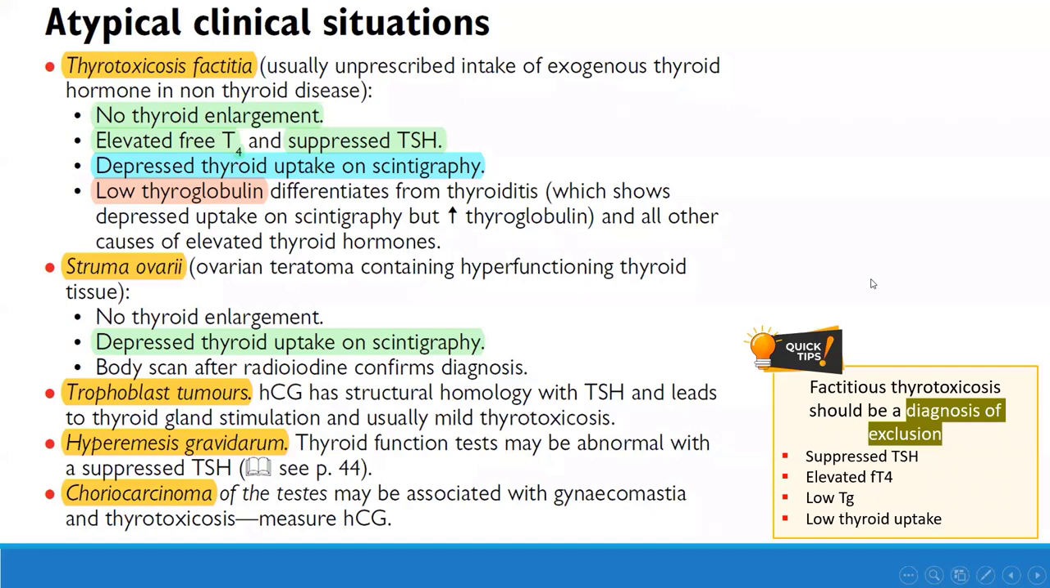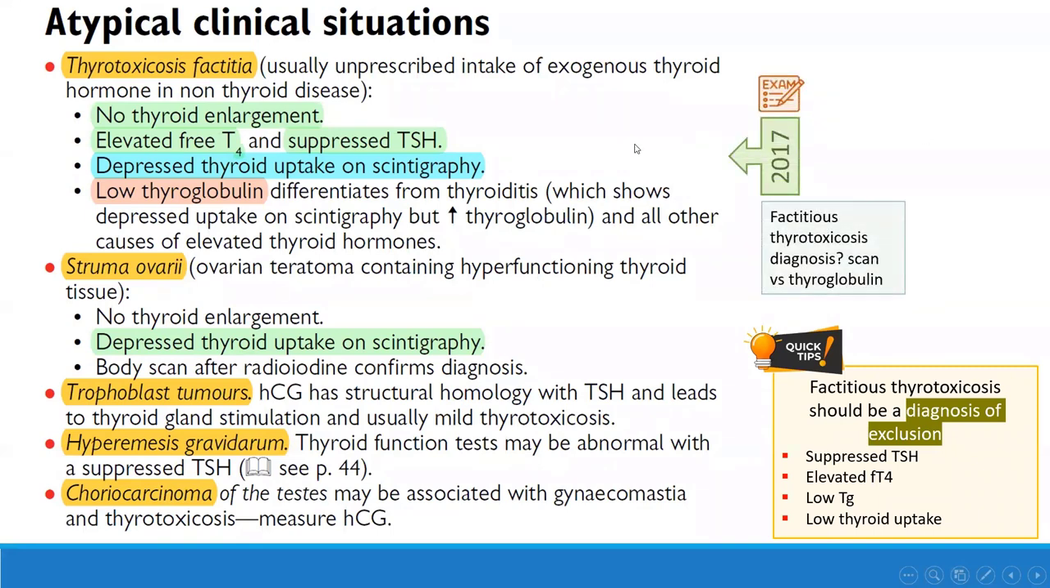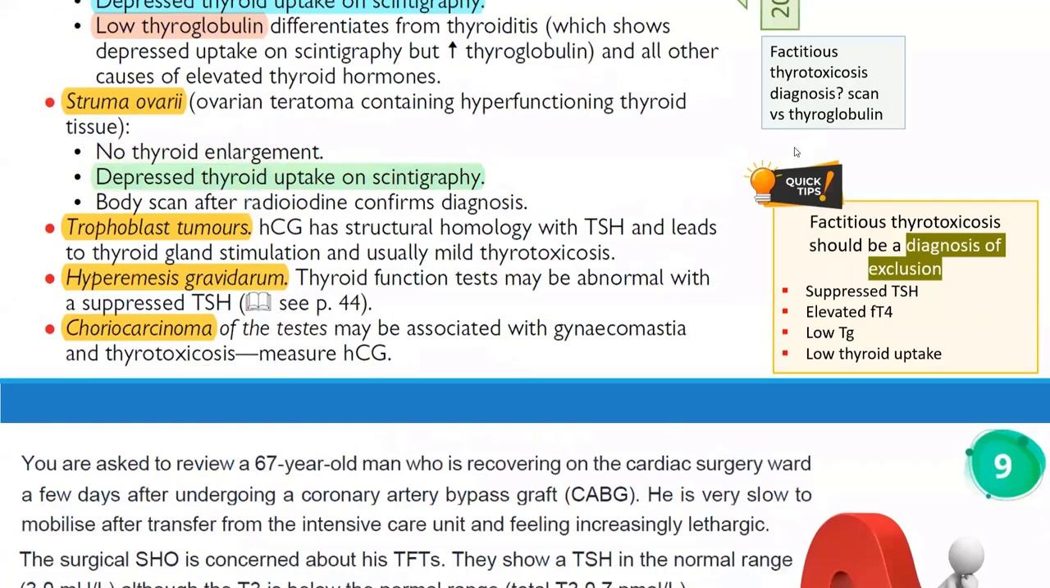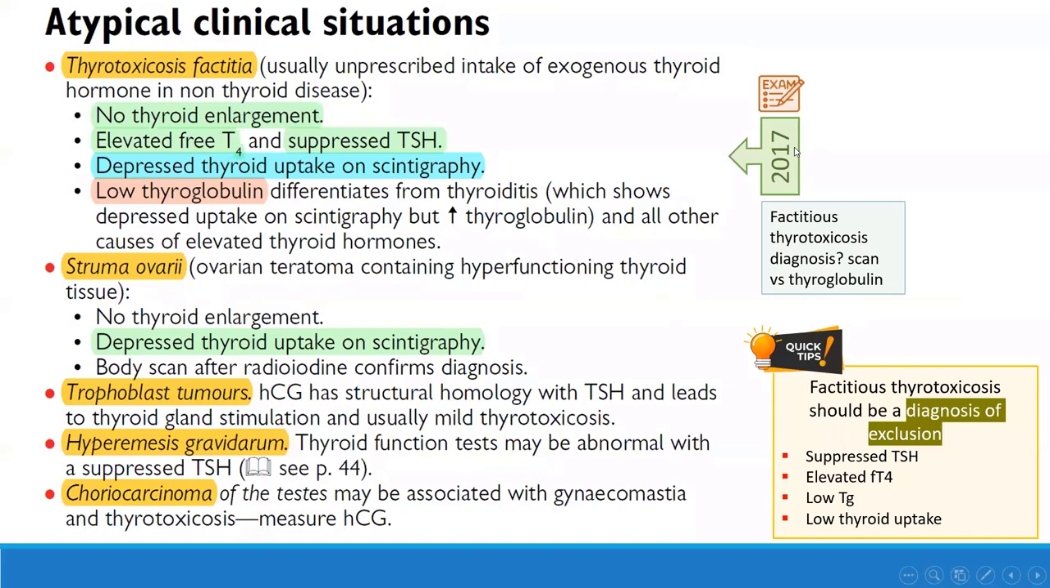In the exam, factitious thyrotoxicosis should be diagnosed by exclusion: low TSH, elevated FT4, low thyroglobulin, low thyroid uptake. In one exam question, they asked whether factitious thyrotoxicosis is diagnosed by scan versus thyroglobulin, which is better. Actually, I don't know. Thyroglobulin is low, and the thyroid scan is also important. Which one is best depends on the scenario. Don't forget that a thyroid scan can differentiate between thyrotoxicosis of different etiologies, but cannot differentiate thyroiditis from thyrotoxicosis factitia. A low thyroglobulin can differentiate thyrotoxicosis factitia from thyroiditis.